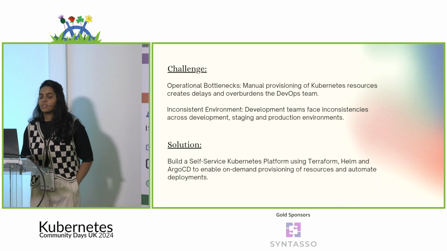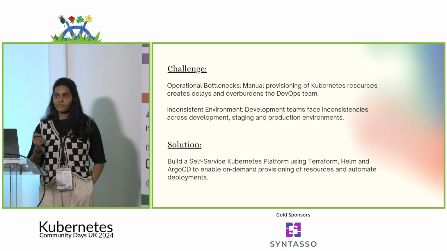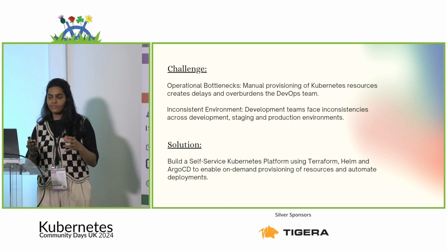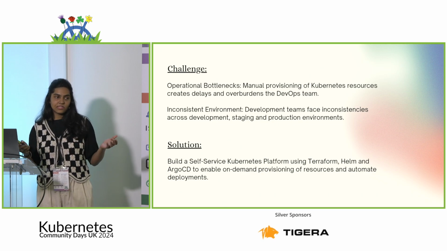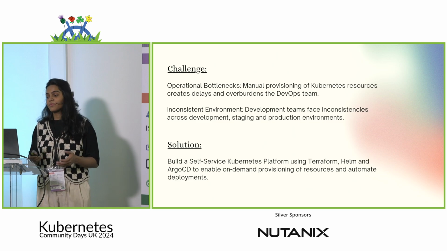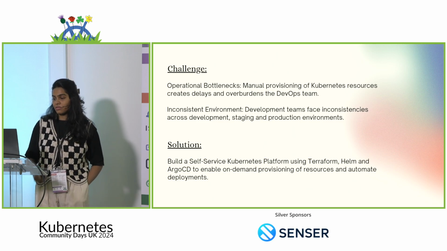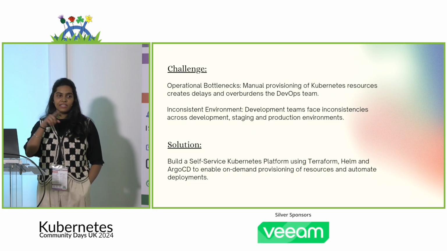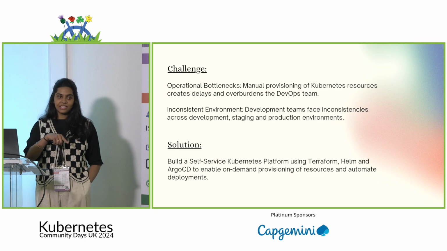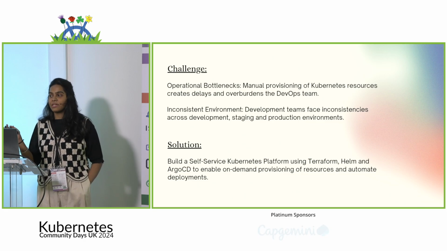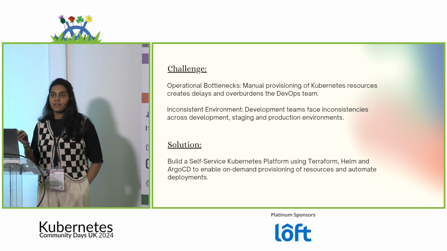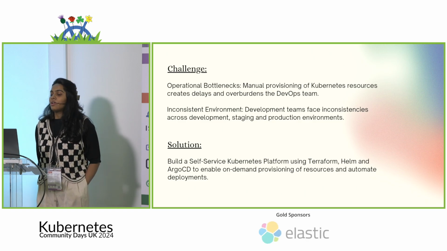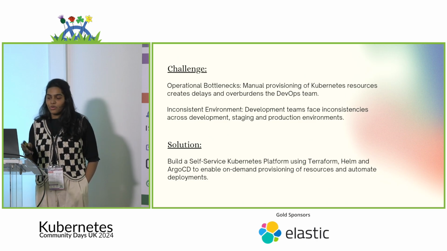Okay, so the challenges. What happens is when DevOps teams and developers are interacting with each other, and there's no self-service platform, then everything is done manually. So manual provisioning of Kubernetes resources creates delays and bottlenecks. A developer has to go to the DevOps team, create tickets, and see if the infrastructure team has done it properly or not. Has the ticket been resolved, whatever I've demanded, is it done? It creates a big bottleneck.